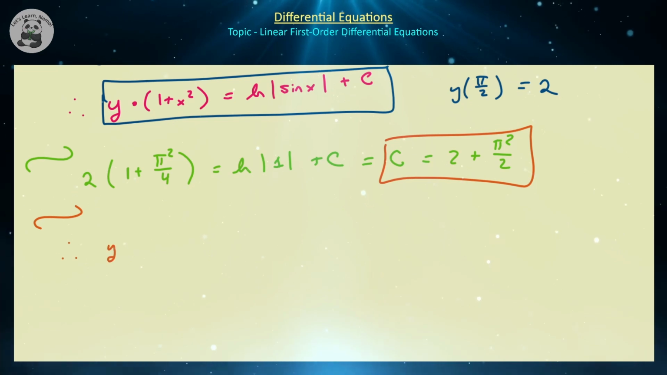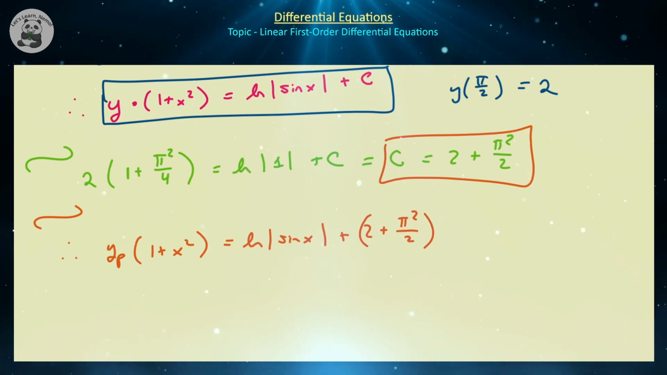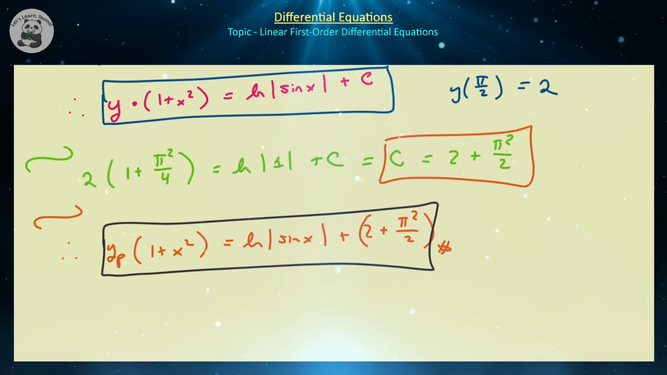So therefore, our particular solution, yp times 1 plus x squared, must be equal to the natural log of the absolute value of sine x plus 2 plus pi squared over 2 as our constant. And that is our implicit particular solution. You can divide both sides by 1 plus x squared if you really want to. Obviously, x cannot be equal to plus or minus i, but I don't think that should be an issue here.